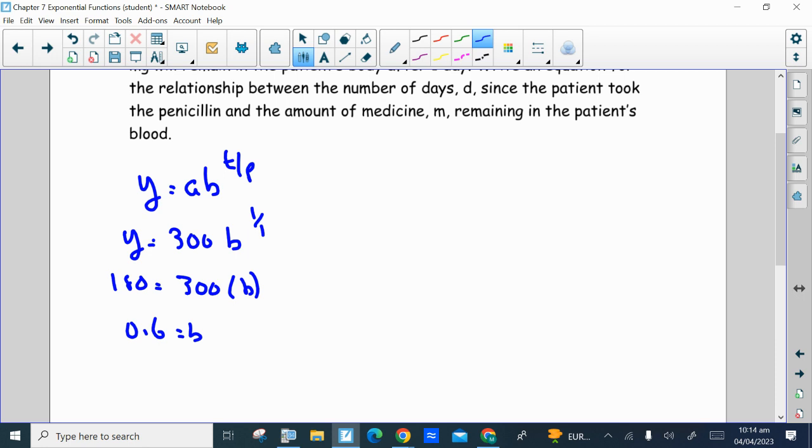And instead of using the variables y and t, let's use the variables that we have here, where M, the amount of medicine remaining, can be found by taking the initial amount of 300 times our B value, which we found to be 0.6, to the power D, which is the number of days. So there's an equation for that scenario. Right?